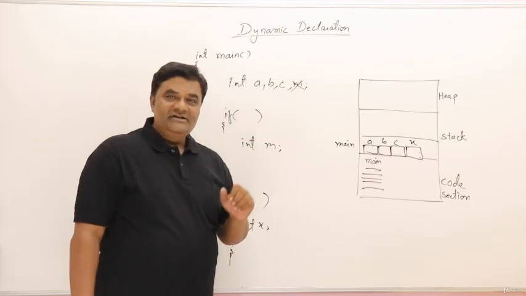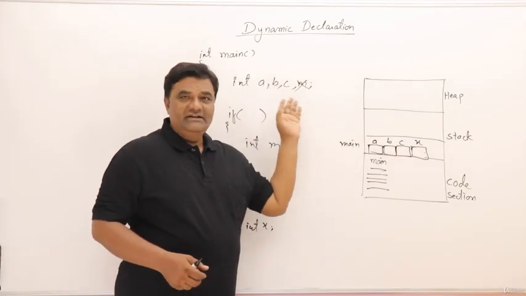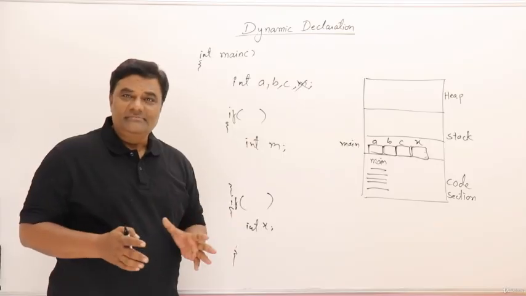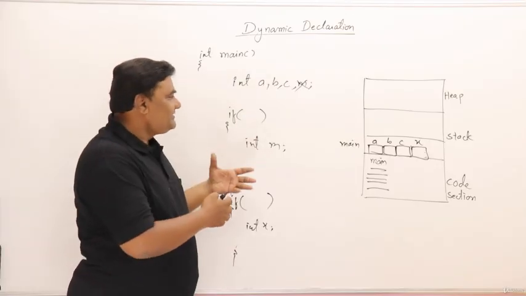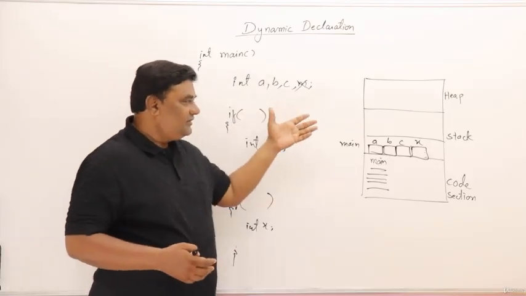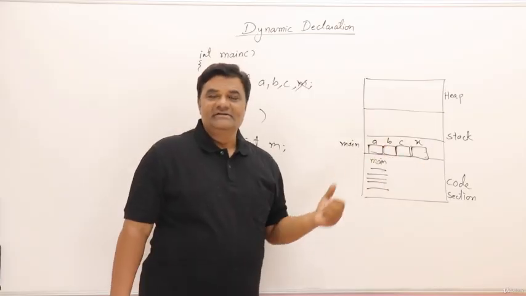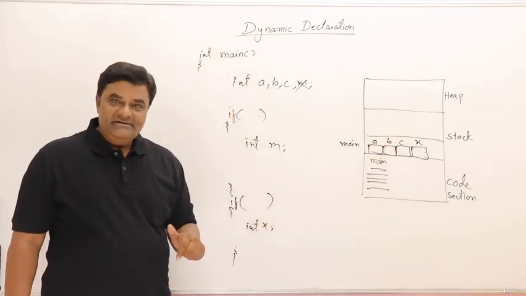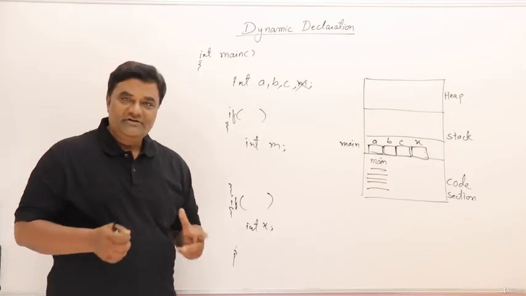Whereas in C language, all the variables must be declared only in the beginning, and whether you are using them throughout the program or not, it doesn't matter. So some of the variables may not be useful throughout the program, but they will occupy the memory space. So that was the drawback of C programming. But in C++, you can declare wherever you require.